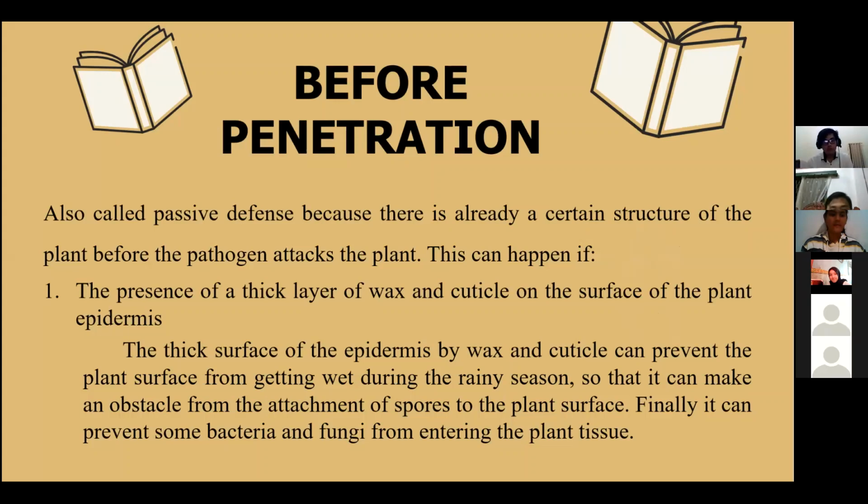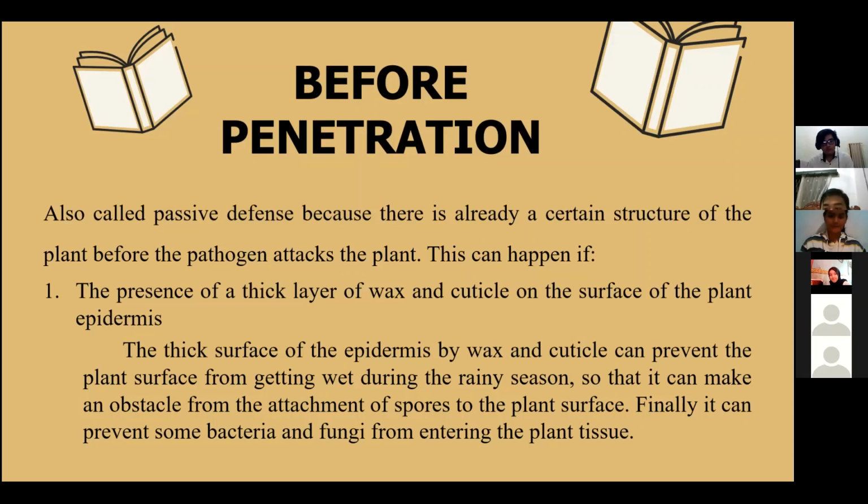Before penetration, also called passive defense, because there is already a certain structure in the plants before the pathogen attacks the plants. This can happen if, first, there is a thick layer of wax and cuticle on the surface of the plant's epidermis. The thick surface of the epidermis by wax and cuticle can prevent the plant surface from getting wet during the rainy season, so that it can make an obstacle to the attachment of spores on the plant surface.